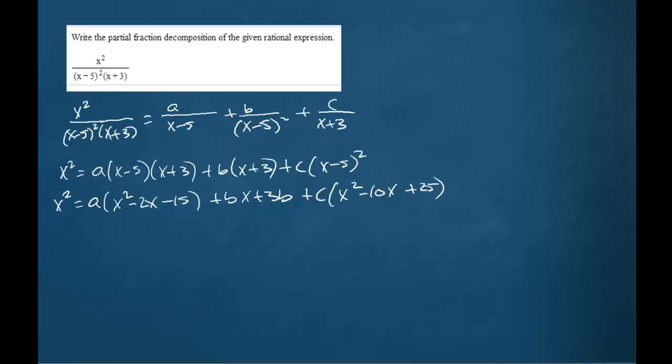Write the partial fraction decomposition of the given rational expression. So we have x squared over (x minus 5) squared times (x plus 3). And we see that in the denominator we have a repeated linear and a non-repeated linear. So we have to have a denominator for each of the successive powers of that repeated linear. So we have to have one for x minus 5 and one for (x minus 5) squared.